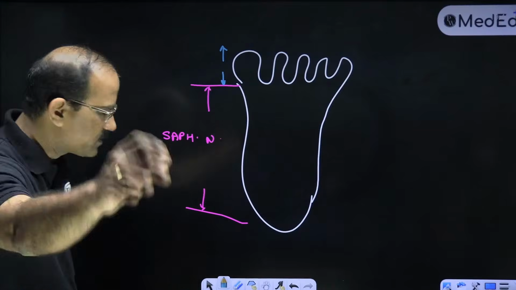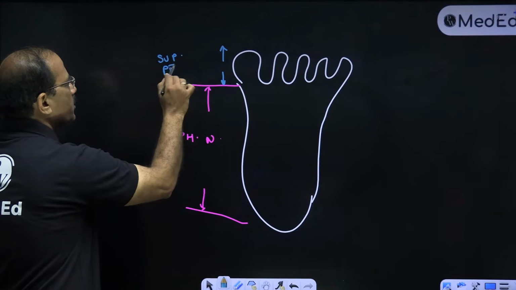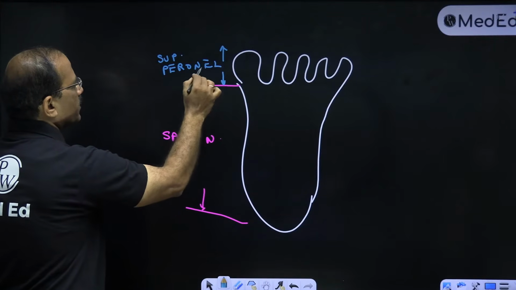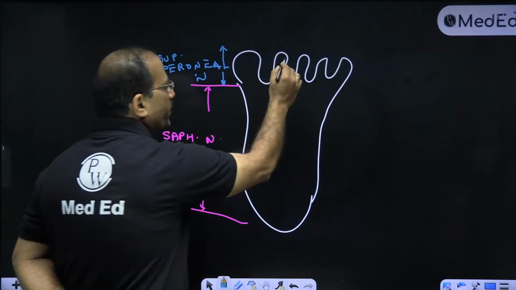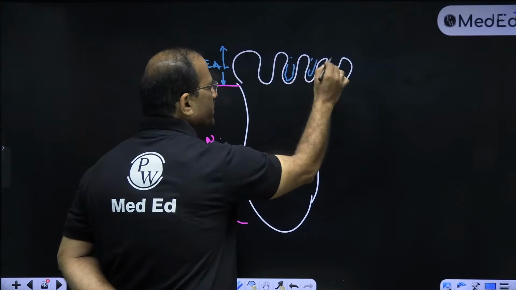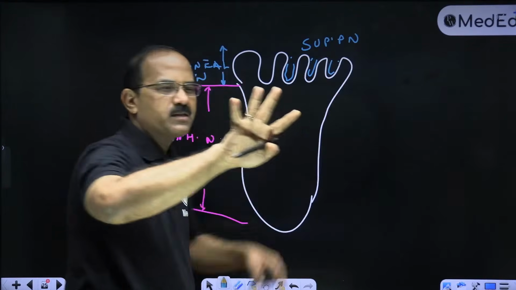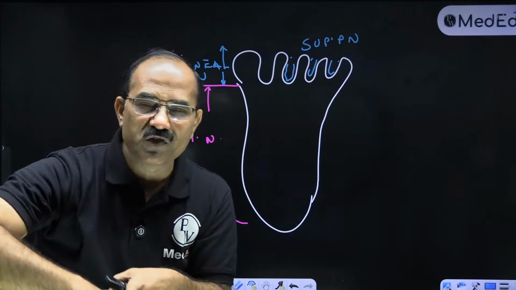Superficial peroneal. Excellent. Skin on the medial aspect of the great toe is supplied by the superficial peroneal nerve. ये जितने भी वेब स्पेसेस हैं, this is supplied by the superficial peroneal nerve. वेब स्पेसेस समझते हो ना? Web spaces. These web spaces are supplied by the superficial peroneal nerve.